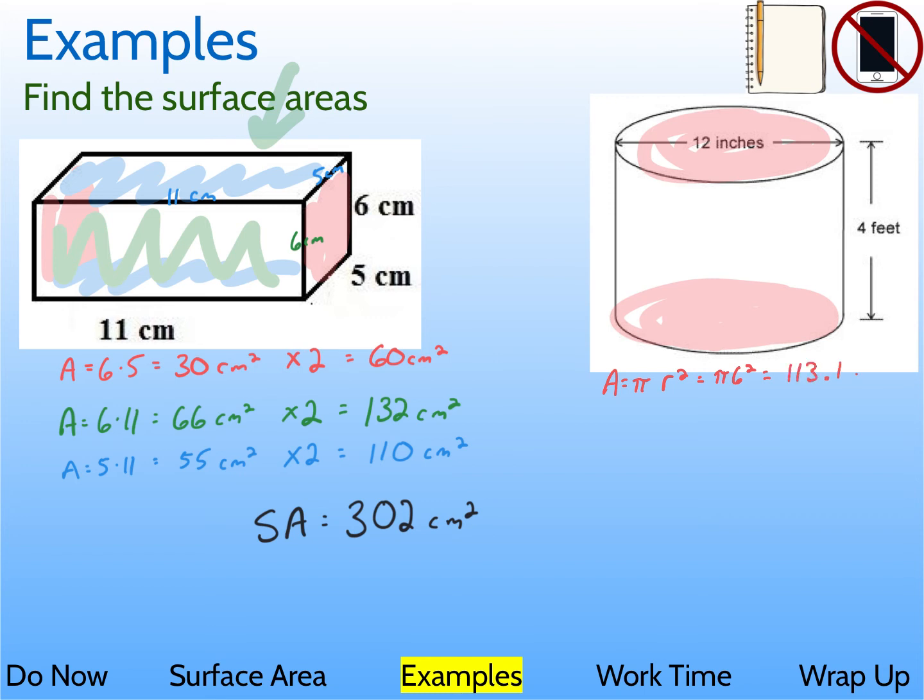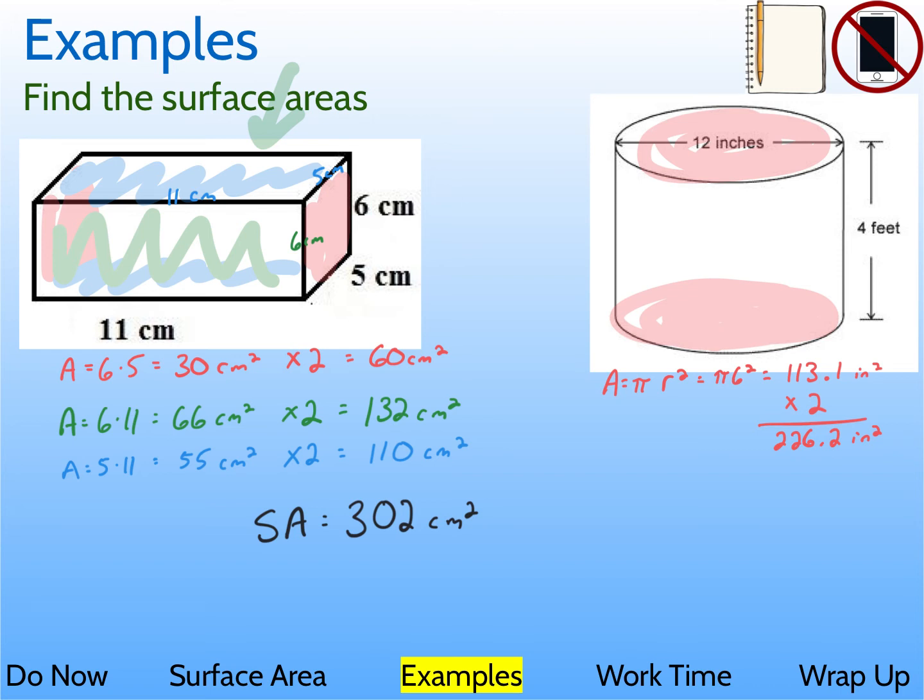113.1 square inches. But of course, there's one on top and there's one on the bottom, so we'll multiply that by 2. And we will get 226.2 square inches. And that's for the top and the bottom right there.